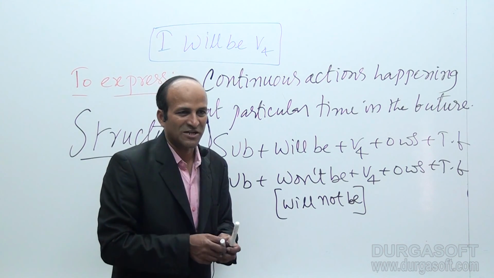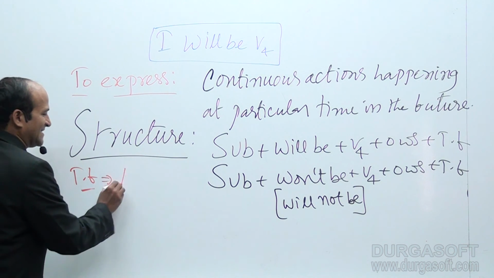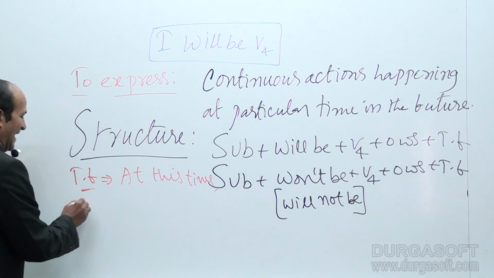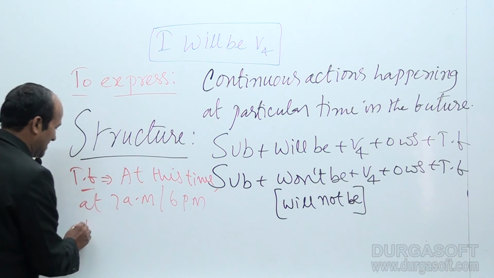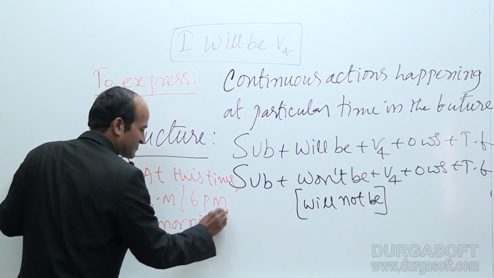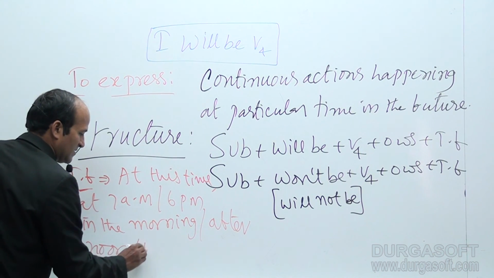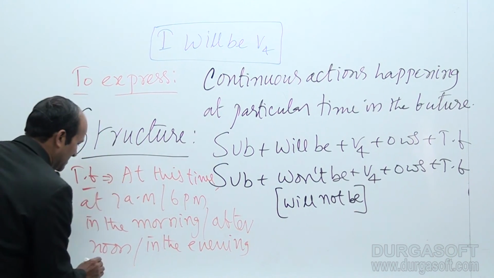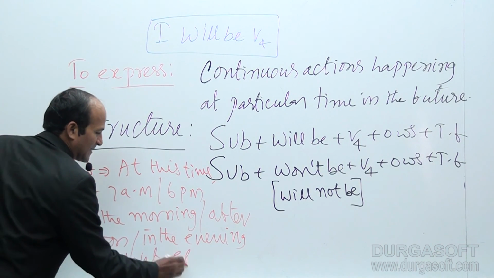So in this structure, the time frames we use are like this: at this time, at 7 a.m., at 6 p.m., in the morning, in the afternoon, in the evening, at night. So these are the time frames we generally use to speak sentences in this structure.